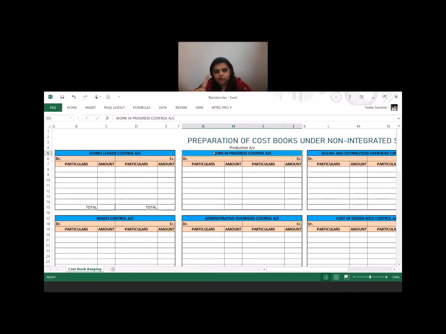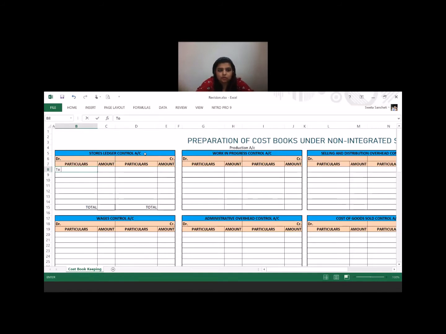What is the first item in your cost sheet? The first item in your cost sheet is material. For material, we prepare an account called the stores ledger control account. Now, you will say, ma'am, is this a ledger only for direct material? No, this is not a ledger for direct material. This is a ledger for all the material in your stores, whether it is direct or indirect, related to factory, office, or selling overhead, everything will come in your stores ledger control account. Now, let us see how we make this account.